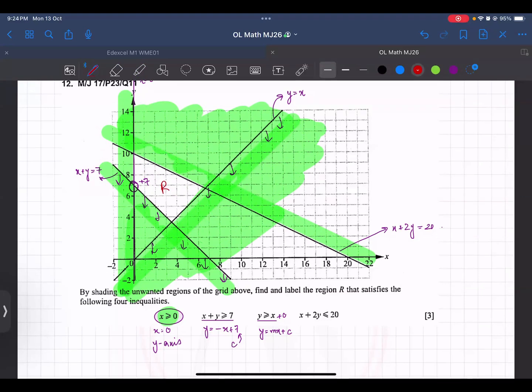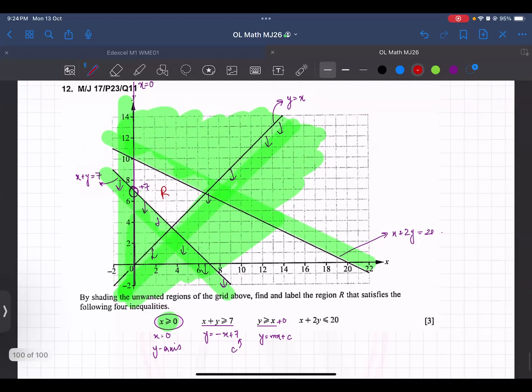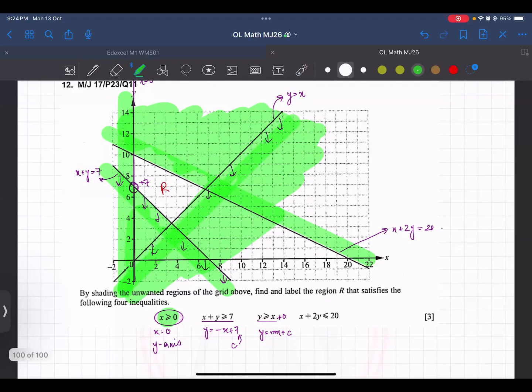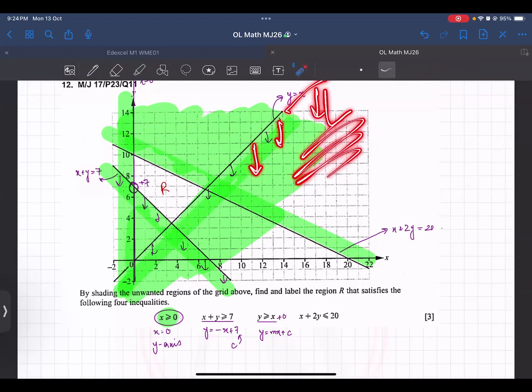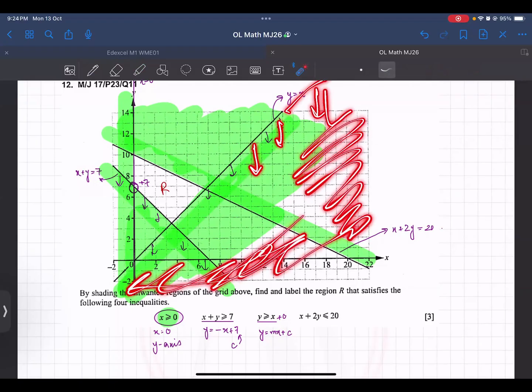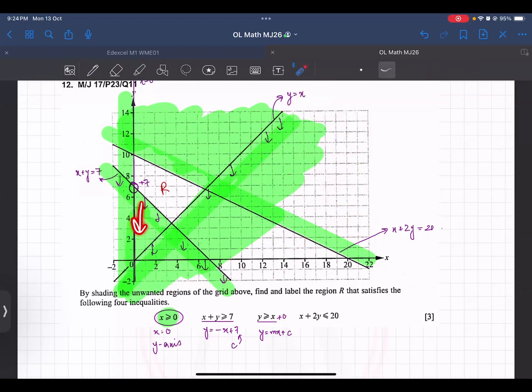Okay. Any questions, anyone? Sir, how do you know this is R? There are other unshaded things too, and the part below is shaded. No, everything would be shaded if it is below this line. So you can see all of this comes below. All of this is below as well, and above this line is everything. So this is the only part which is unshaded by any of the inequalities. So that's why this is the R.